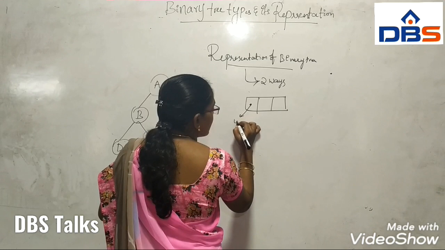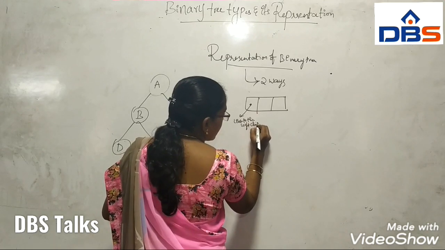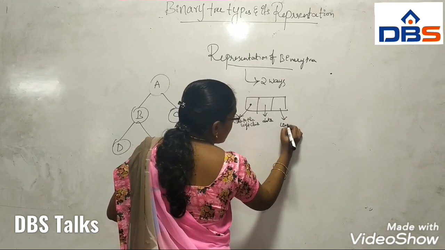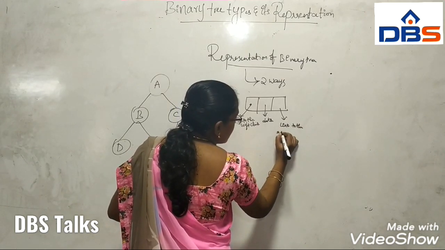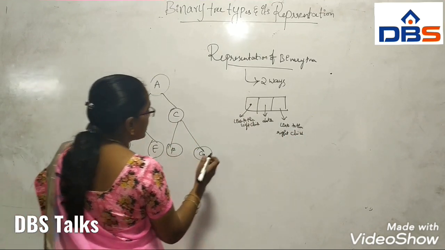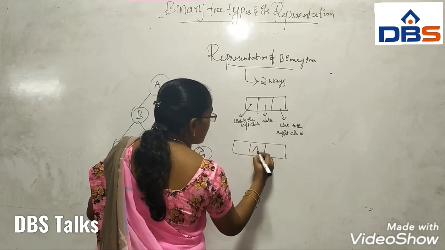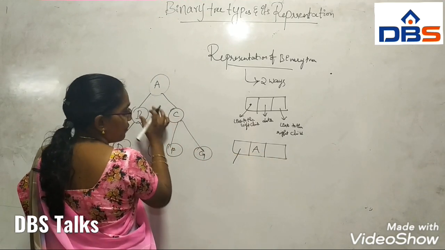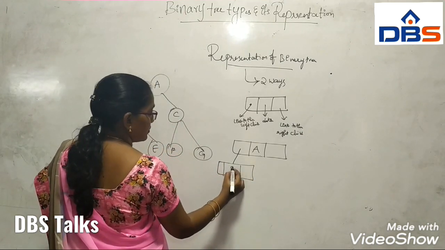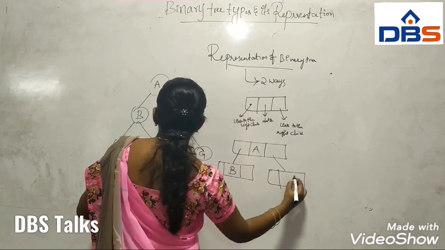Here we have the link to the left child. Here we have some data, and here we have the link to the right child. Now how are we going to represent this in the computer memory? Here you have some data A, and here you have the left link. In the right link you have some data.